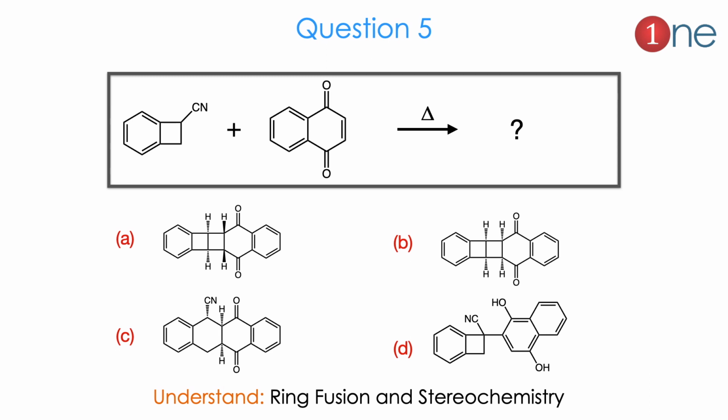Here you have to just know that they are asking about the fusion reaction. How the fusion occurred: the fusion in the cis way, or fusion in the trans way, or just carbon-carbon coupling. Here you have to notice 2 things. One is ring fusion definitely occurs and stereochemistry is important.